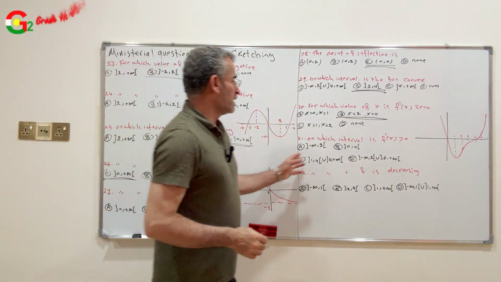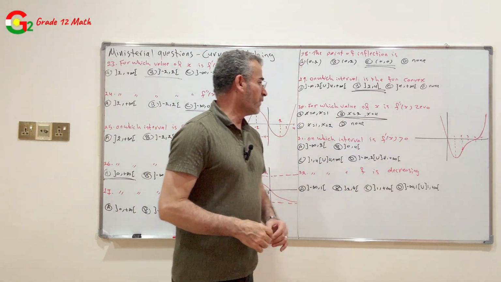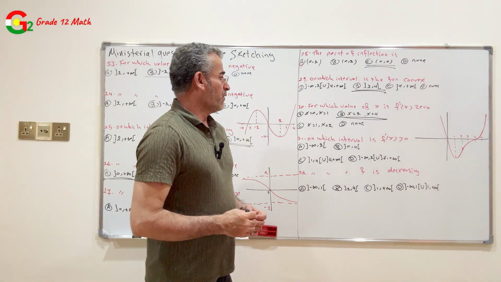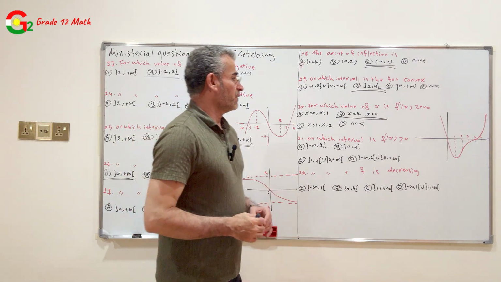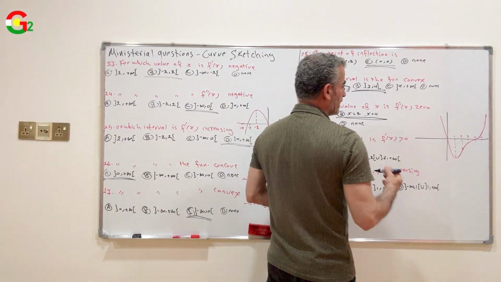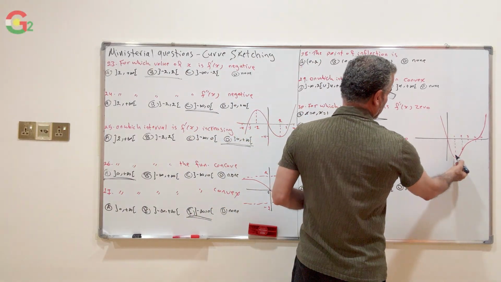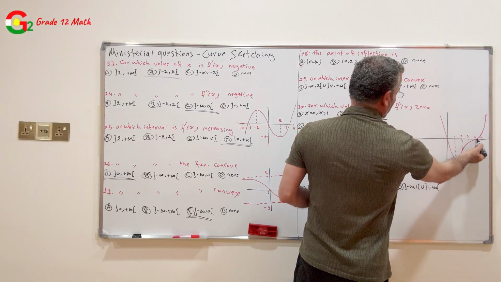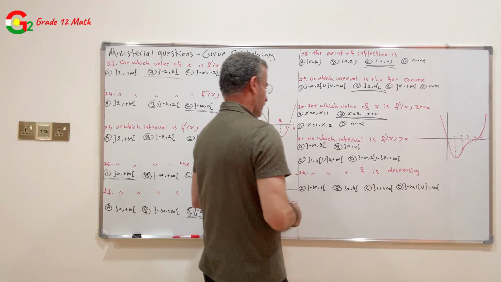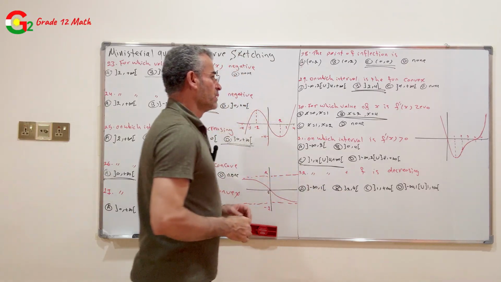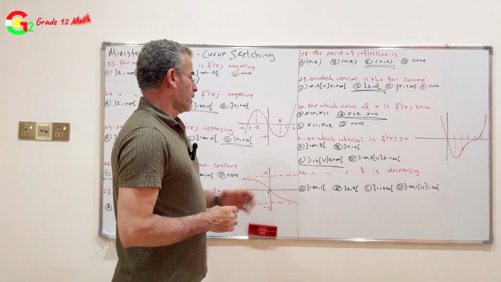On which interval is f prime of x greater than 0? f prime of x is greater than 0 when the function is increasing, and the function is increasing in the interval 1 to 4 union 4 to positive infinity. Therefore, the right choice is C.